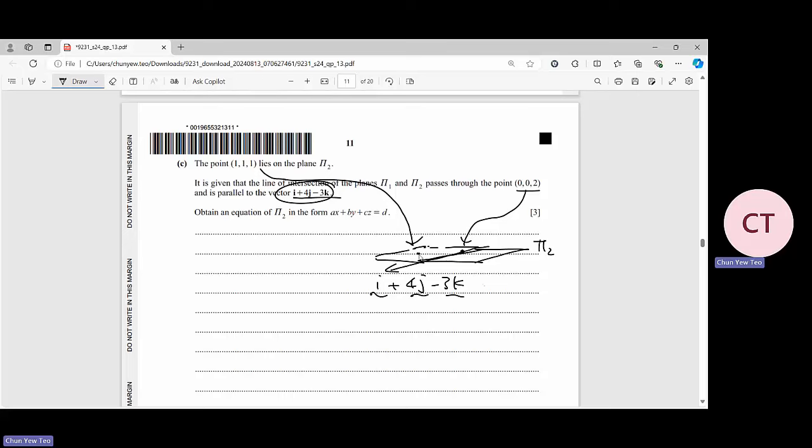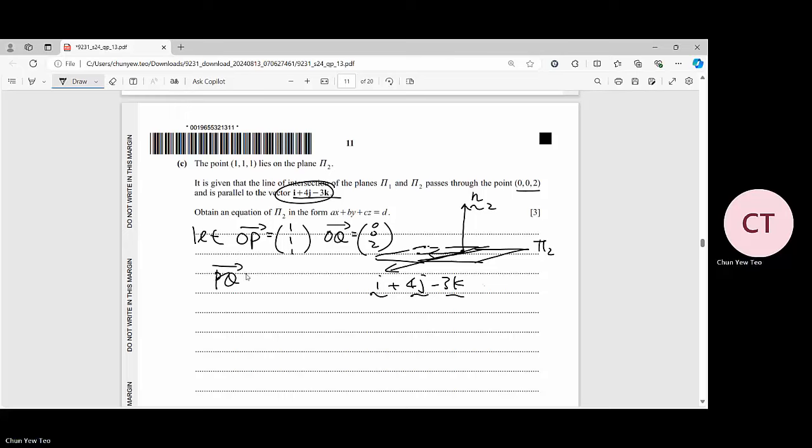So we can actually connect these two points together to form another vector. Then you cross it, you will get normal vector number 2. So this is the idea for us to find the normal vector for the plane pi 2. First of all, we let this one as OP, 1, 1, 1, and OQ as 0, 0, 2. We find PQ. So PQ will be Q minus P.